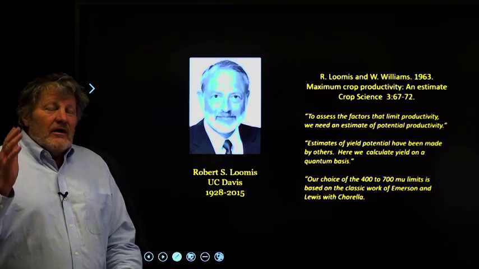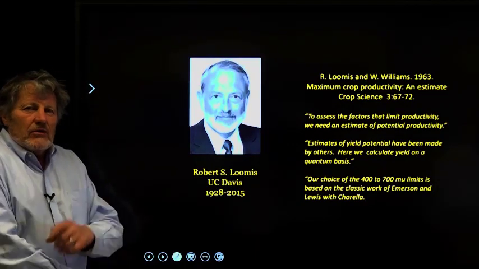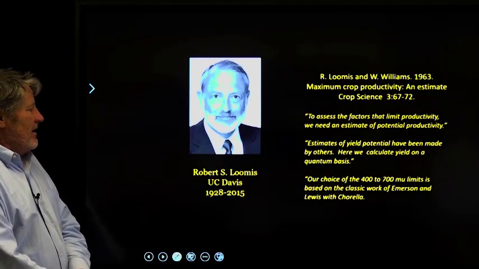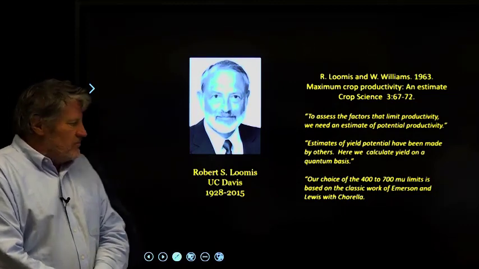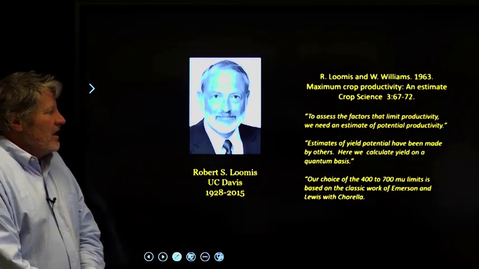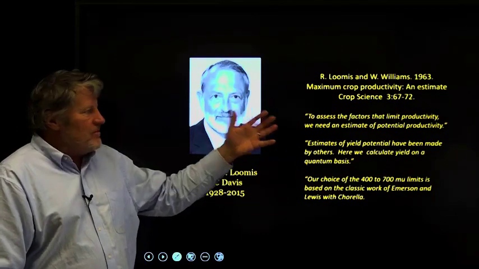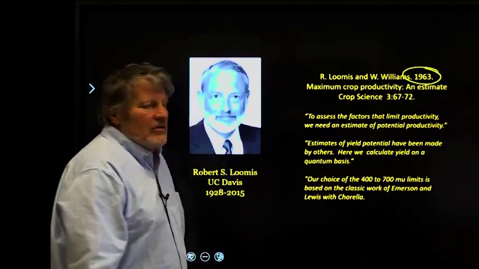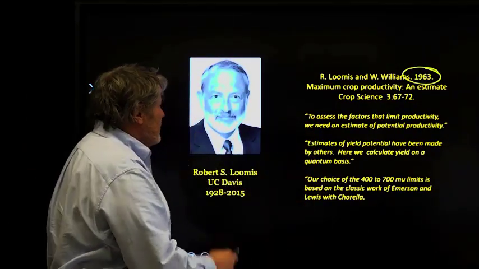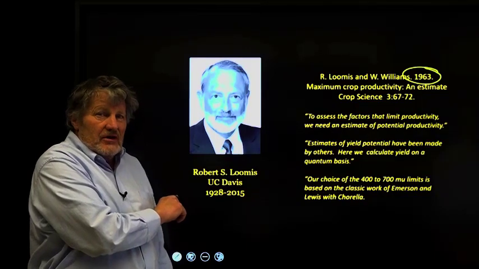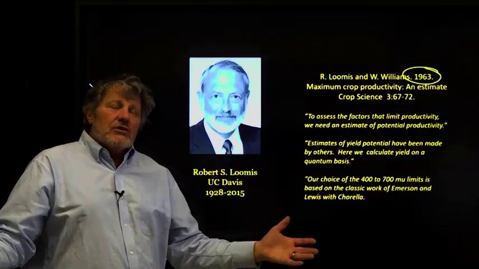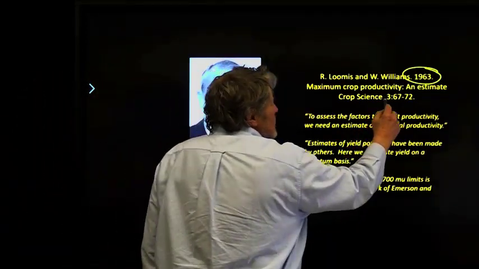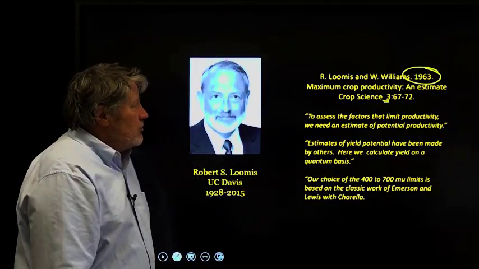First of all, I want to give tribute to a key player in my life, Robert Loomis, who was at UC Davis. I had the great honor of working with him. He died just 5 years ago. This is one of his key papers. And look, 1963, it's an old paper, on maximum crop productivity. He was in the agronomy department. He did model horticulture crops, but he was focused more on agronomic crops. This is Crop Science issue 3, so it's one of the early versions of that.